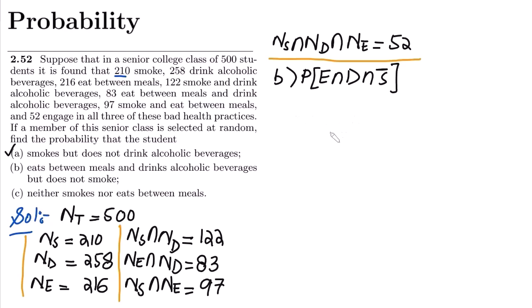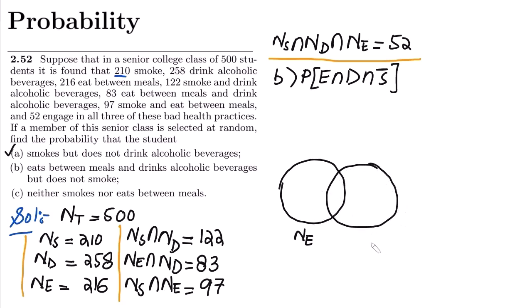In order to do so, let me again use the Venn diagrams, in which we have here the number of students who eat in between the meals. Similarly, the number of students who drink. And here we can see that this is the area in between them, the number of students who eat in between meals and who drink as well. So this is the common area in between them.